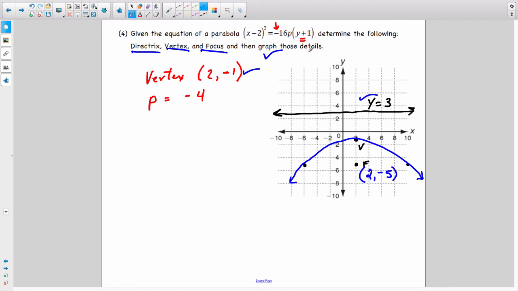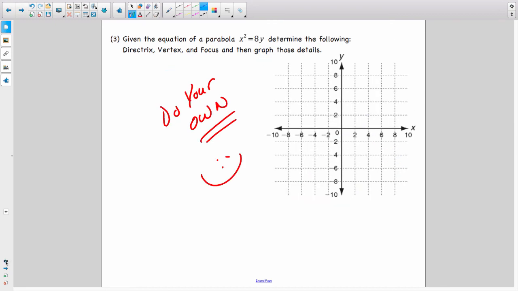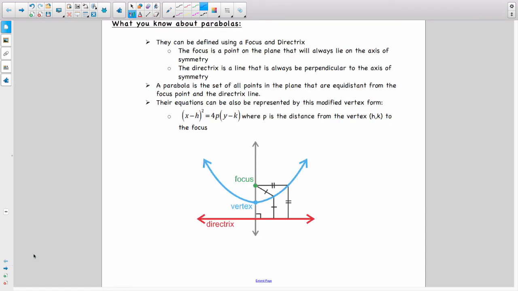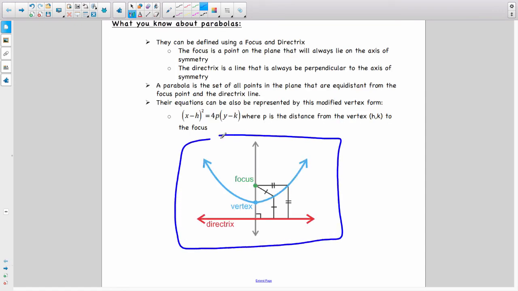I hope you enjoyed it and hope you find that it's getting easier, as this is now the second day that we're dealing with this structure. And as a quick reminder, this is the structure we're talking about. It's this really cool new way that we're able to look at parabolas, not just in standard form, but now in this really cool modified vertex form.